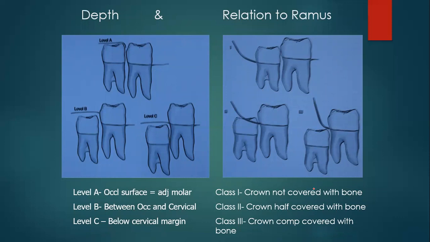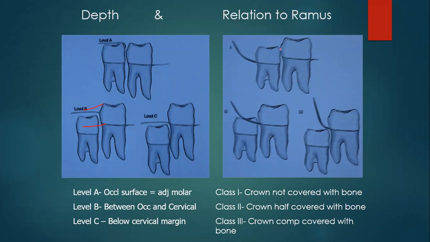Again, depth and relation to the ramus: level A is on the same level as the occlusal plane of the second molar, level B is below the occlusal line and above the cervical margin, and level C is apical to the second molar. Then when you see the relation to the ramus, it is class 1 if the crown is not covered with bone, and class 2 if the crown is half covered with bone.